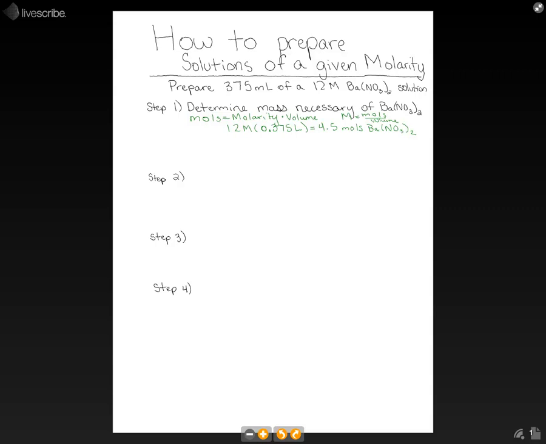That's helpful because it gives us a general idea of the amount, but we really want to know it in mass so that we can measure it out. So we need to do a conversion. We have our 4.5 moles barium nitrate, and we know 1 mole of barium nitrate has a molecular weight of 261.337 grams. So that's going to lead us to need 1,176 grams. That's quite a bit, but for a 12 molar solution, that's pretty reasonable.